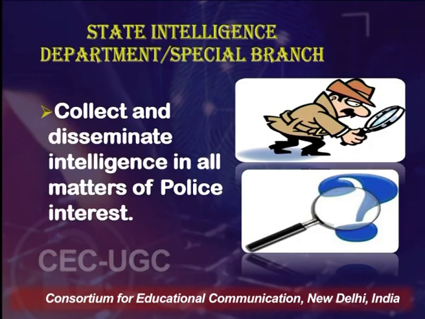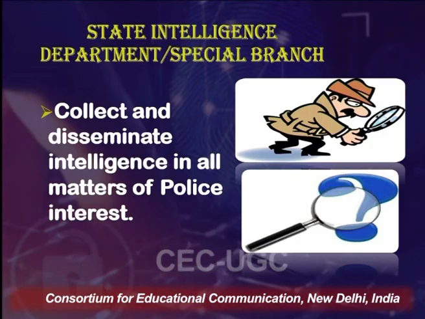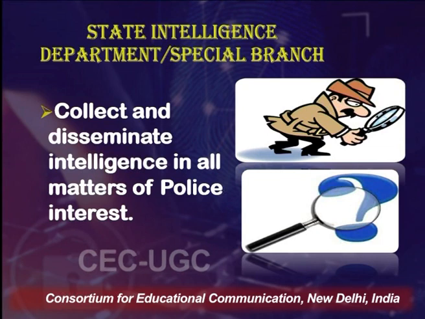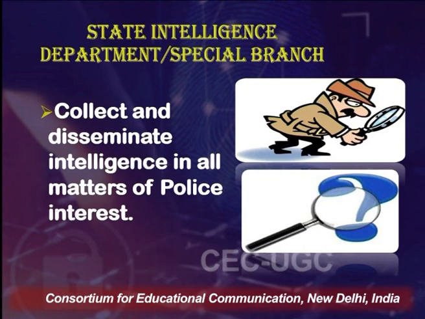Then we have the State Intelligence Department. This is also one of the specialized branches of policing. They collect and disseminate intelligence in all matters of police interest. The State Intelligence Department works as per the leads. They also work hand in hand with the police officers to get any clue or any information. The intelligence departments look for the leads and the information.